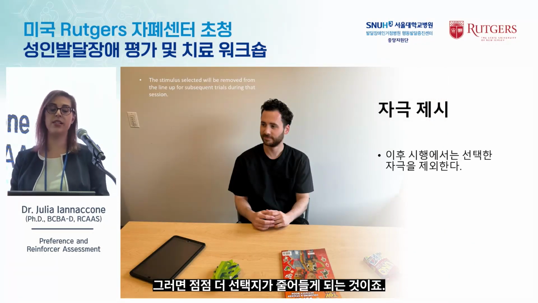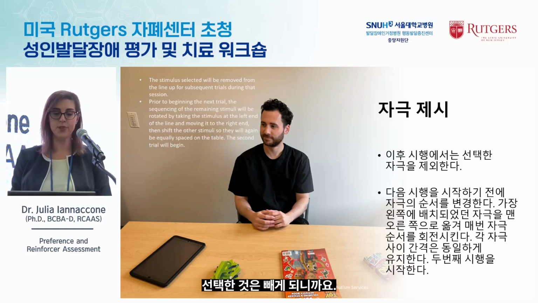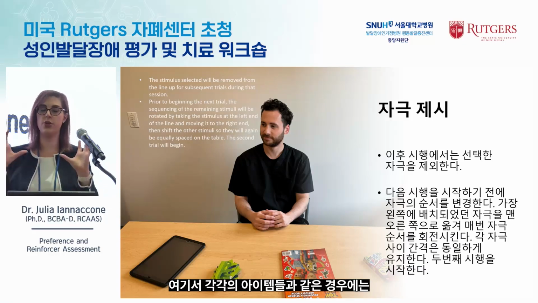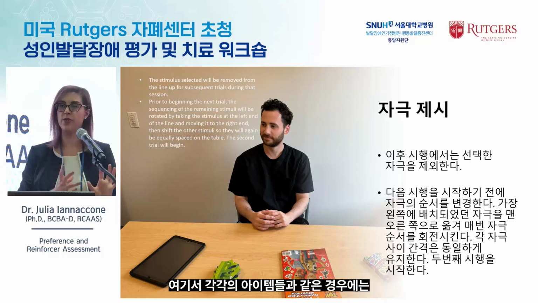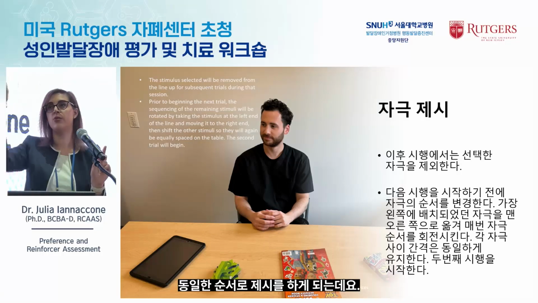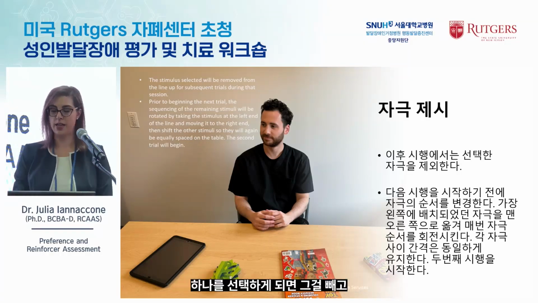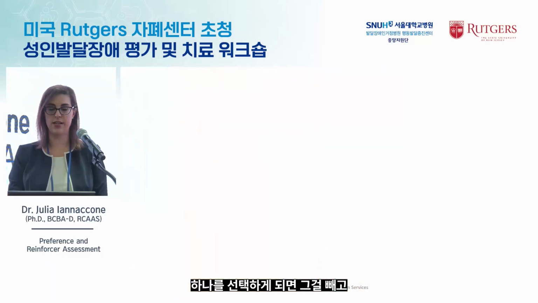After that, the stimulus, as I mentioned, is removed from the lineup for all other trials. So the lineup is going to get smaller and smaller. You have to remember the order that they're in if you're removing the items, because you do keep them in the same order, but you're going to take the item from one side, move it to the next, and shift all the other items down. And I think I have a graphic of that right here.